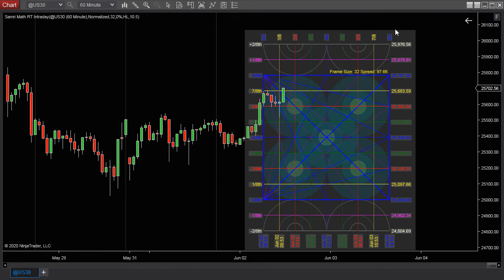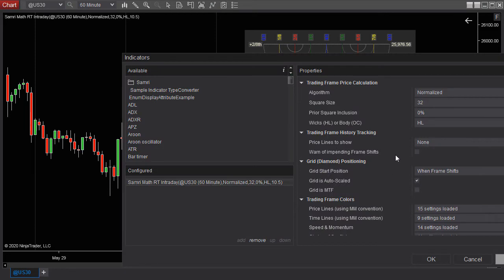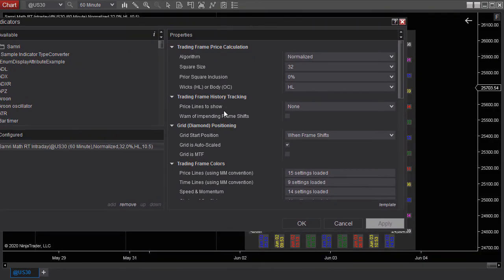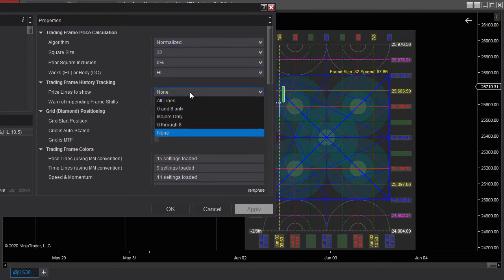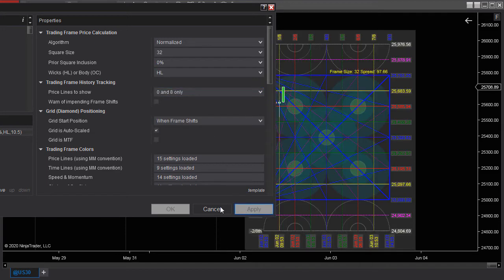Okay, the next set of options is the trading frame itself. Now, I'm not going to look at its colors and line settings. We'll do this a little later. But for now, where does this appear? I'm going to bring back the history of 0 and 8 only.